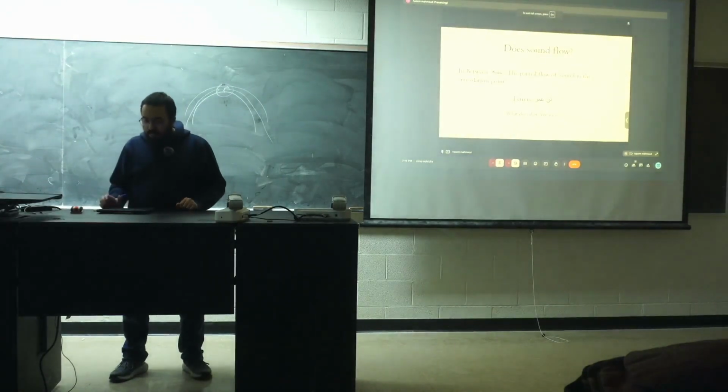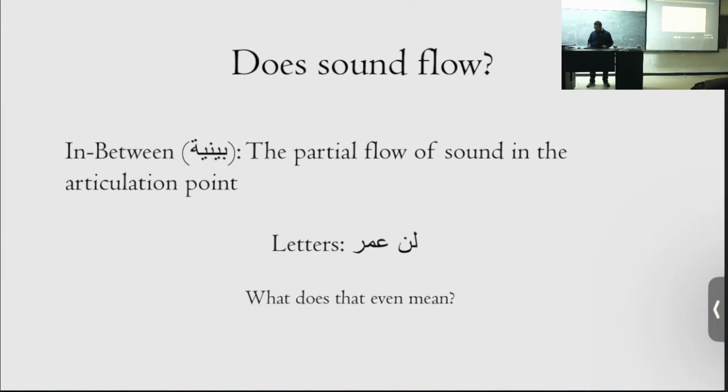Okay. Now, the partial one is the weirdest one. What does that even mean? Well, let's try it. Let's say N. Sound flows. Right? Sound flows. So if sound flows in noon, why is it partial flow sound? Why is it partial? What is this?